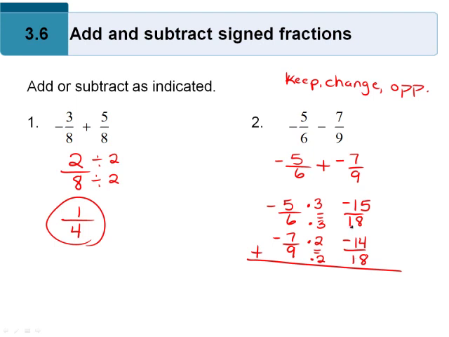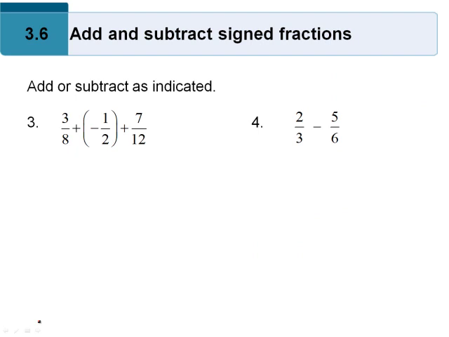Now that they're over the same denominator, we can look at the numerators. So look at the numerators. The signs are the same. They're both negative. So the rule is you add and keep the sign. So that's negative 29 over 18. Now, think about this. What goes into 29 and 18? Nothing, just 1. So that's it. You can leave your fraction in that format.